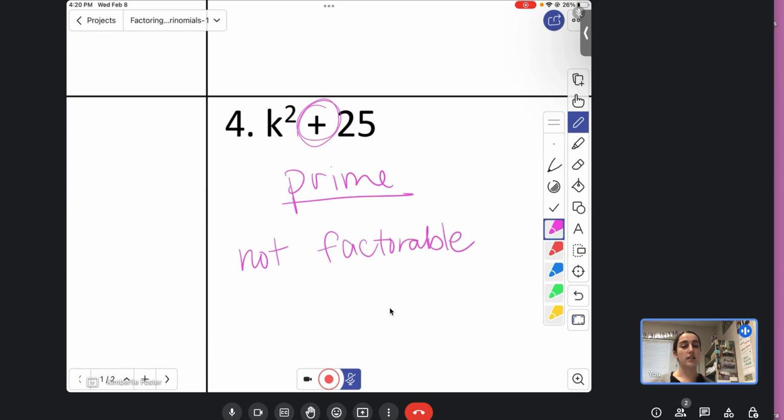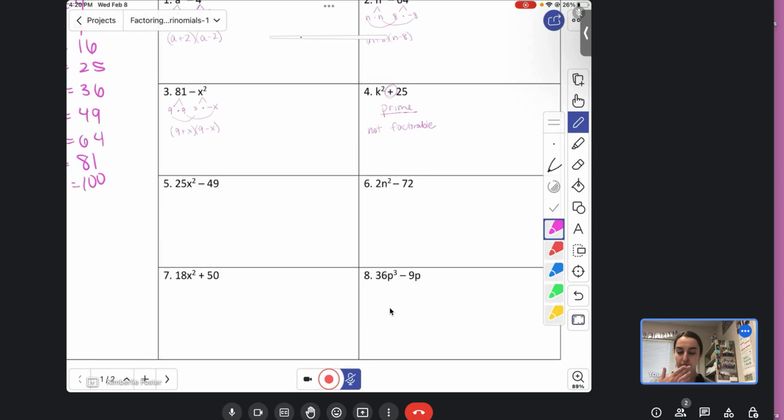So whenever it looks like a difference of squares, but it's a plus, it's a sum of squares, it's prime. It's not factorable. Okay? Let's look at some more.